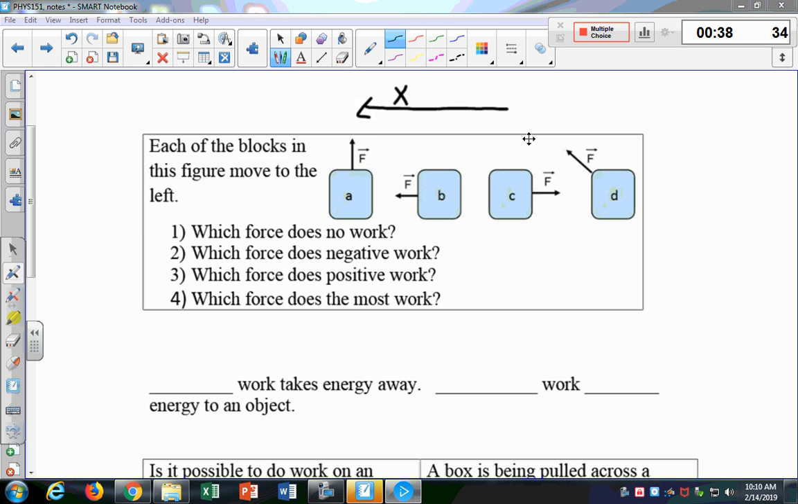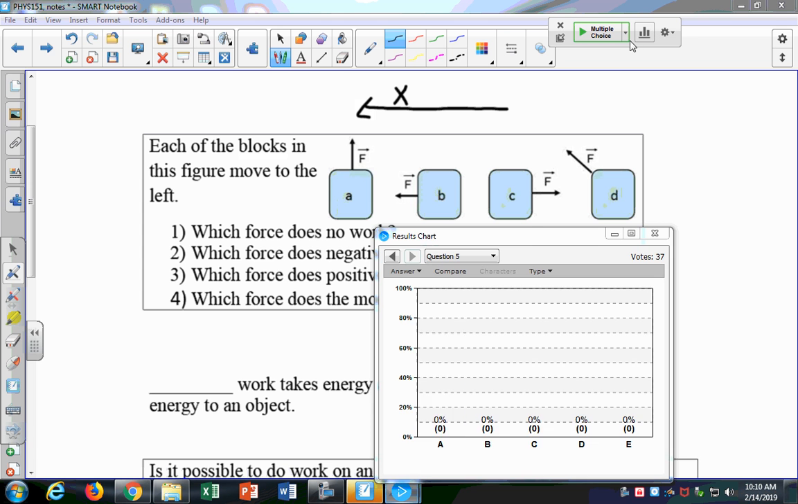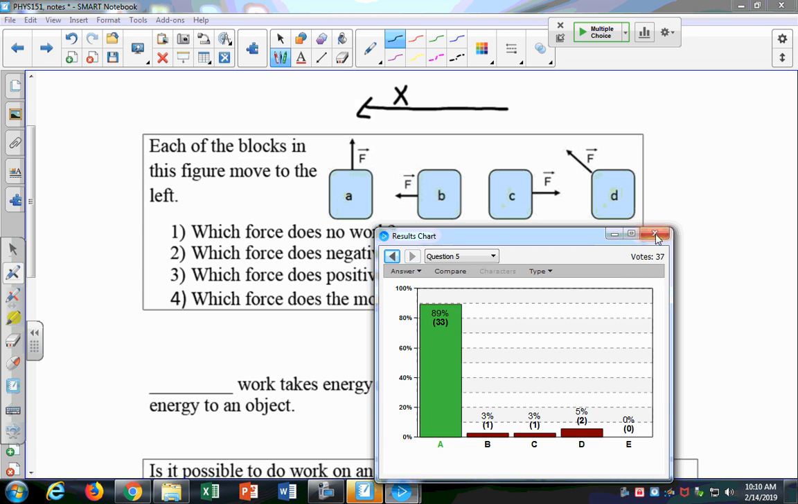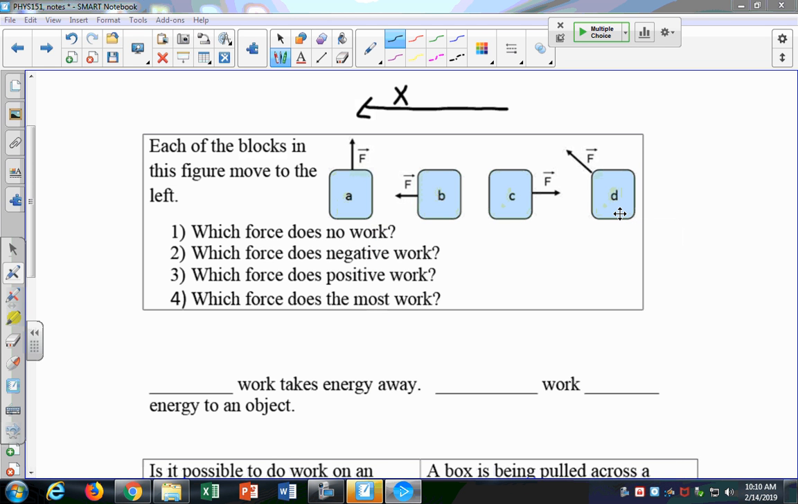All right. Let's stop at 42. Very good. A is right. The one that does no work is the one where the displacement, x, and the force are perpendicular. So A is the right answer. Which force does positive work? I'm sorry, which force does negative work? Yes, number 2.